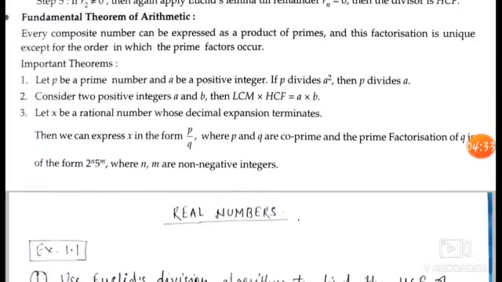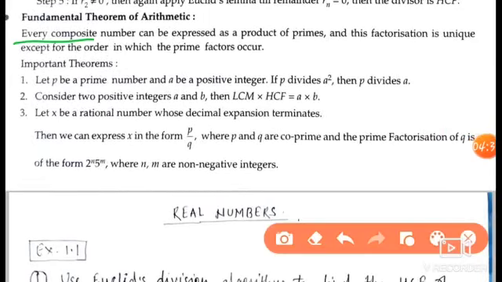Every composite number can be expressed as a product of prime numbers. Then what is a composite number? A composite number means a number with more than two factors. Or we can say except prime numbers, all the numbers are composite numbers. It is expressed as a product of primes, and this factorization is unique.